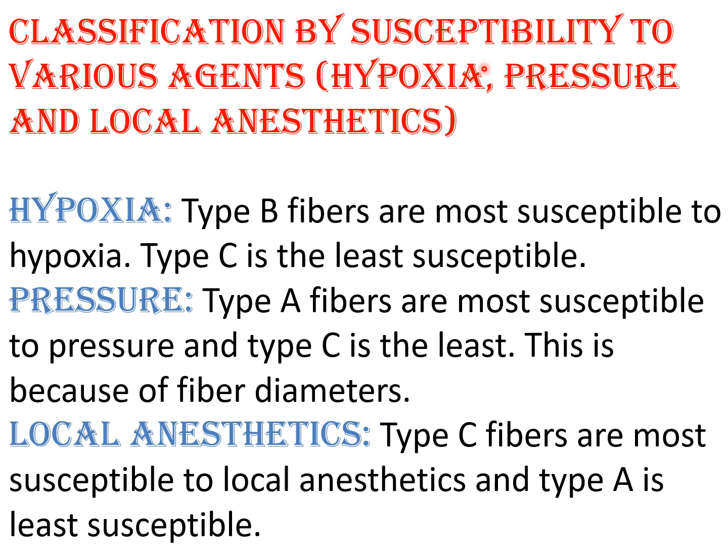Then classification by susceptibility to various agents like hypoxia, pressure and local anesthetics. Hypoxia: type B fibers are most susceptible to hypoxia and type C is the least susceptible. For pressure, type A fibers are most susceptible to pressure and type C is the least. This is because of the fiber diameter. And local anesthetics: type C fibers are most susceptible to local anesthetics and type A is the least susceptible.